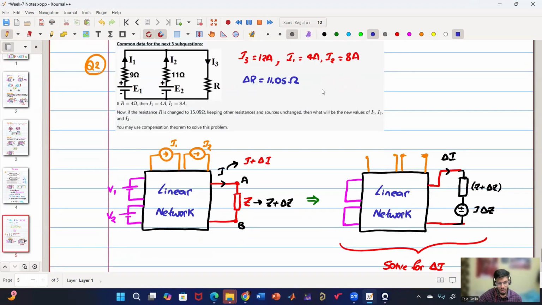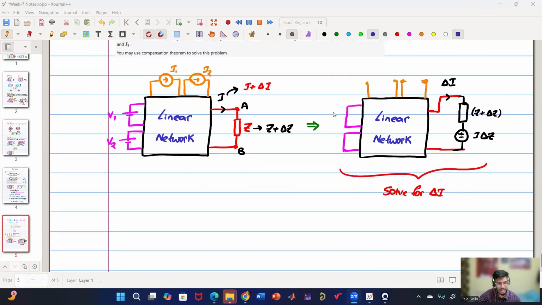So now I got the idea of what I need to have, because I need Z plus delta Z, which is given, and I delta Z because I know I and I know delta R. So I can draw this circuit. So what happens to these voltage sources in this circuit? Short circuit. Yes, they're shorted. So let me short E2 and E1 and redraw the circuit.